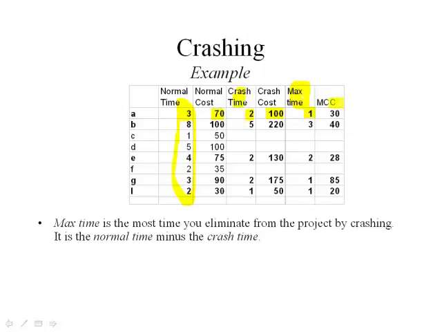And then I've also computed my marginal crash cost. To get my marginal crash cost, I look at the difference in cost. So for activity A, it would be 100 minus 70, or 30, divided by the amount of time that I save. In this case, I save 1 day, so it's $30 per day, my marginal crash cost. So I can compute my marginal crash costs for each one of my activities, and just for convenience, I also compute my maximum amount of time for each one of those activities.